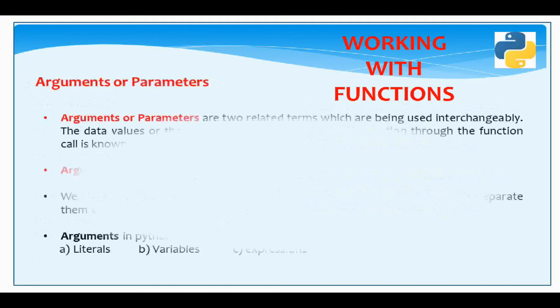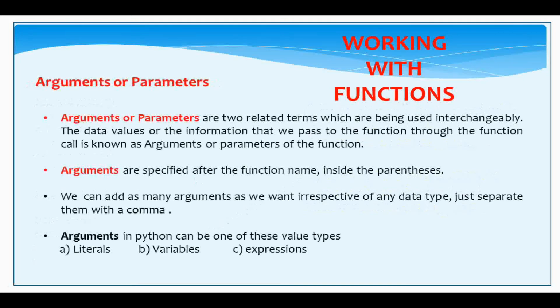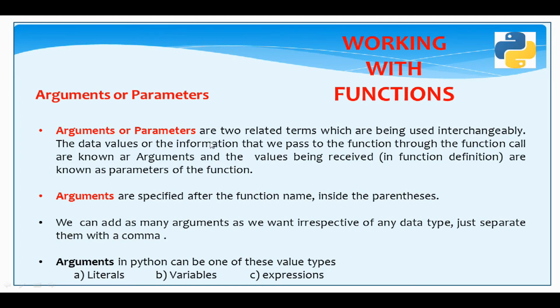These arguments and the parameters. Arguments and parameters are two terms which are nowadays used interchangeably, but in olden days the data values which were passed to the function through the function call were known as arguments, whereas the values being received in the function definition were known as the parameters of the function.